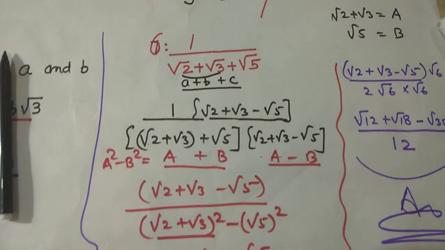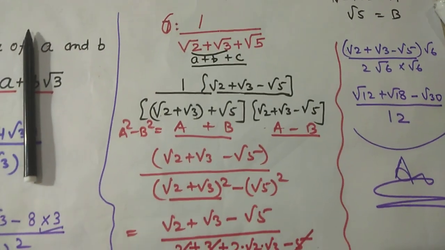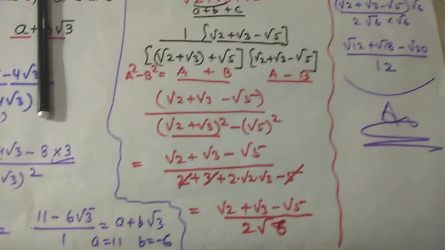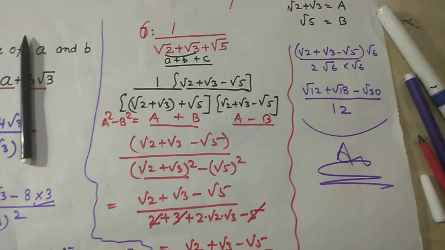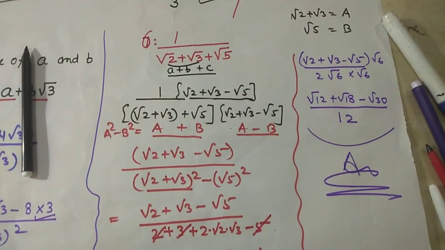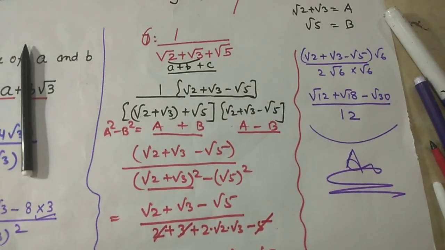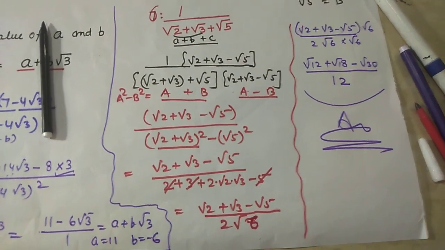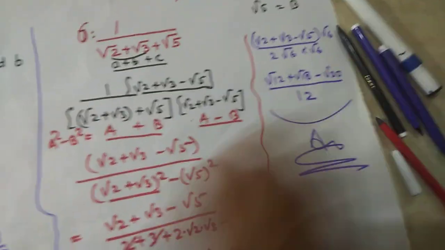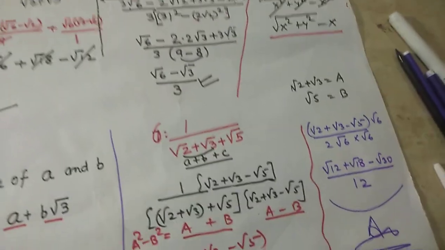So now you check once again. I hope you will follow this method, and then you won't have any problem while doing rationalization. Now some more questions.